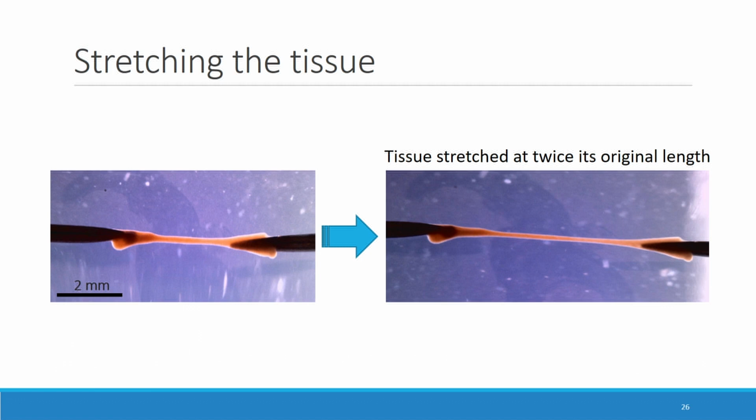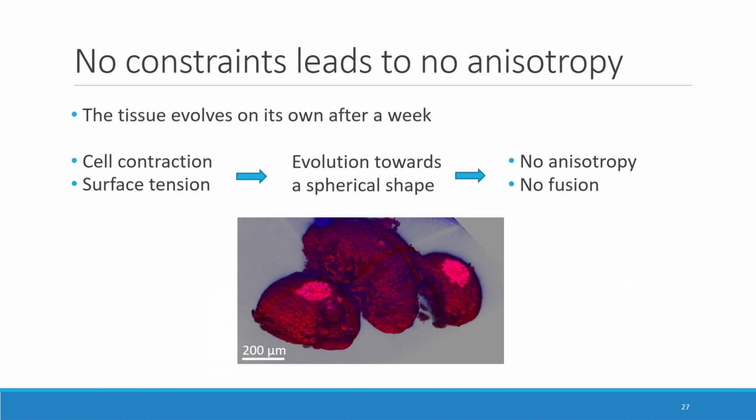maturation. First, let's look at a tissue that was not trapped, not stretched, that was just left freestanding in a non-adherent well. We can see in this 3D reconstruction of confocal images, with the actin in red and the nuclei in blue, that in this condition, the tissue just evolves towards a more spherical shape, mainly due to cell contraction and surface tension forces. And in its internal structure, there's no anisotropy, no fusion.